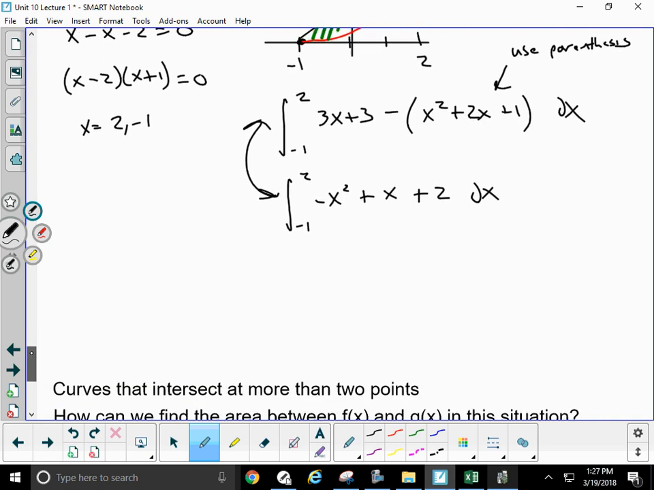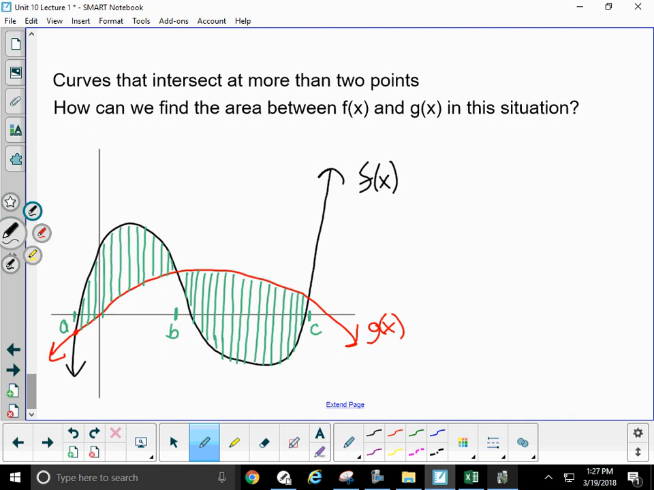What if our graphs intersect at more than two locations? Discuss with your neighbors what you would do to find this shaded area in green between F and G. Go.